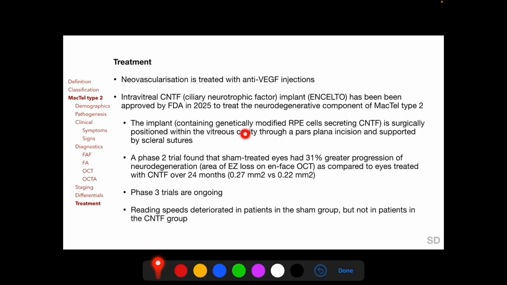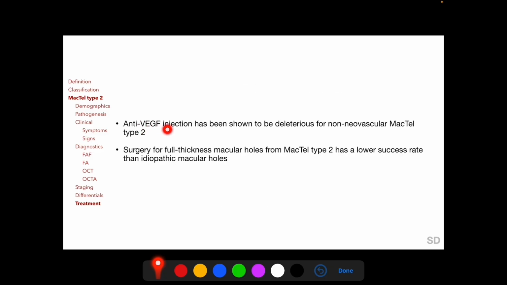A phase 2 trial showed that sham-treated eyes had 31% greater progression of neurodegeneration, as reflected by progression of area of EZ loss on en face OCT, as compared to eyes treated with CNTF implant over 24 months. Anti-VEGF injection has been found to be deleterious for non-neovascular MacTel type 2, and surgery for full-thickness macular holes from MacTel type 2 has a lower success rate as compared to that for idiopathic macular holes.